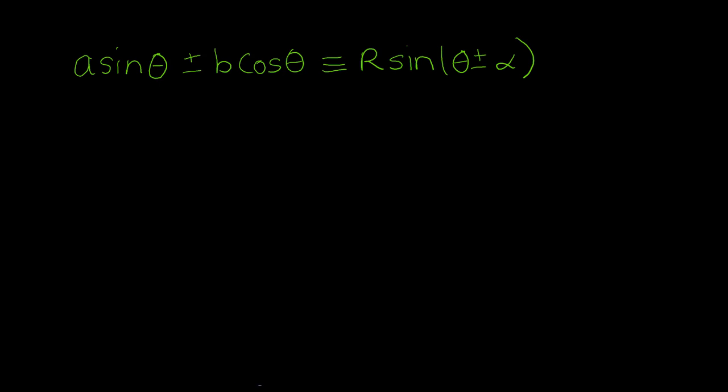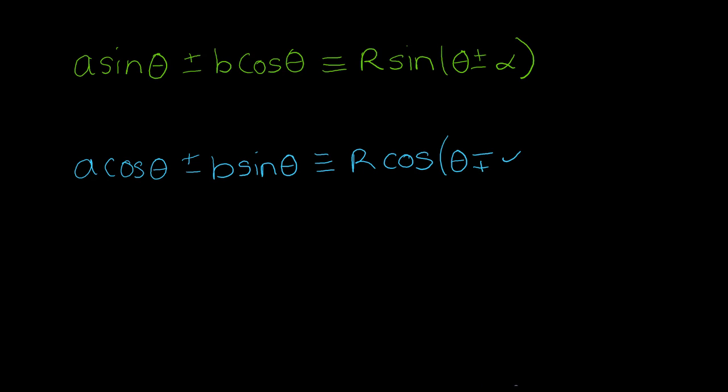Our formula allows you to change a sin theta plus or minus b cos theta into r sin(theta plus or minus alpha), or a cos theta plus or minus b sin theta into r cos(theta minus or plus alpha). Notice that they are opposite signs. Next, I'm going to show you a couple of examples of how these can be used.